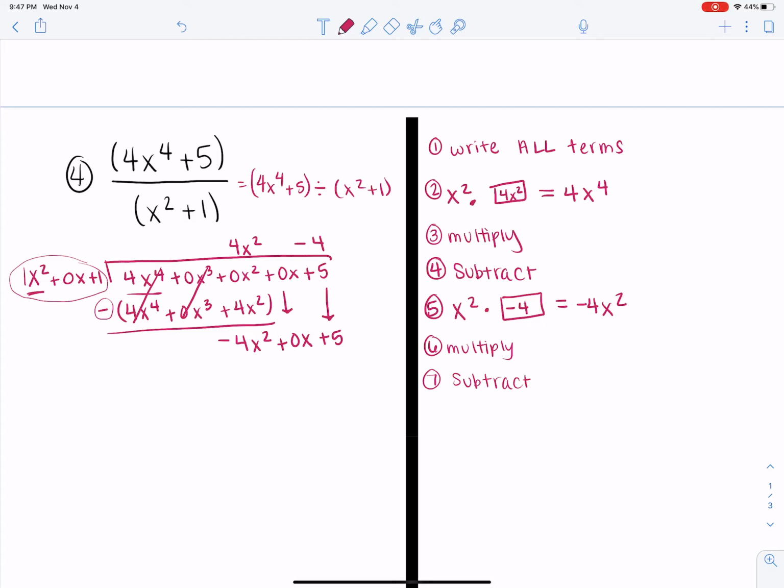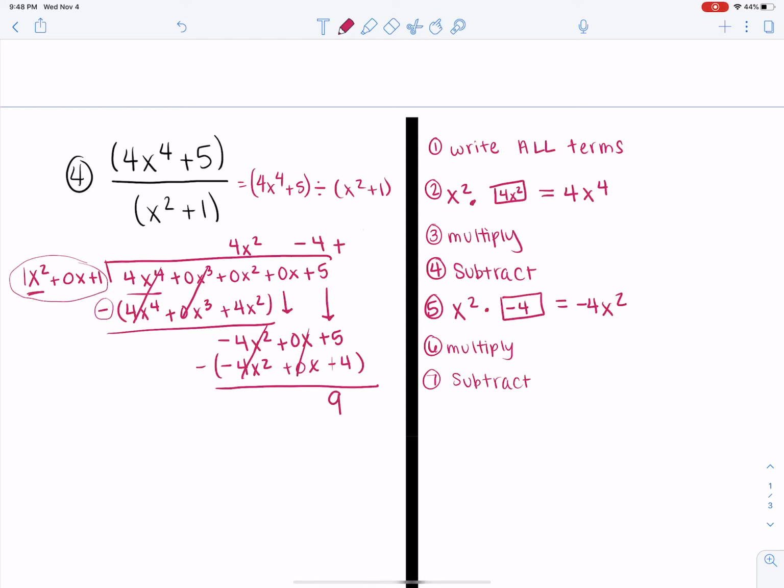Negative 4 times 1x squared is negative 4x squared. Negative 4 times 0x is 0x. Negative 4 times 1 is negative 4. We are subtracting all of this, which means all of our signs are going to change. Negative 4x squared minus negative 4x squared is really negative 4x squared plus 4x squared, which is gone. The 0x's are gone. 5 minus negative 4 is really 9. Okay? I don't have anything else to bring down, so 9 is my remainder.